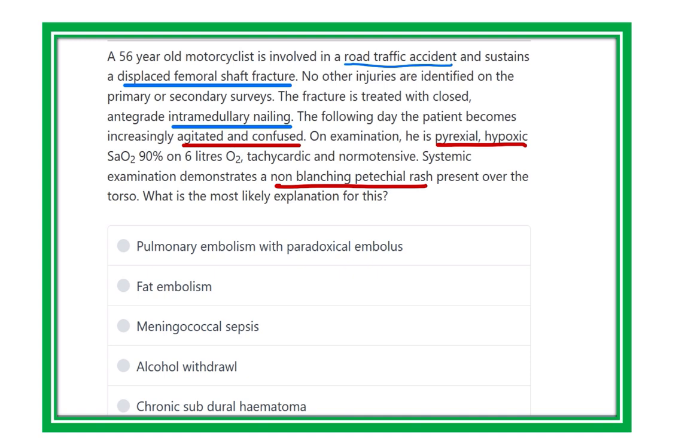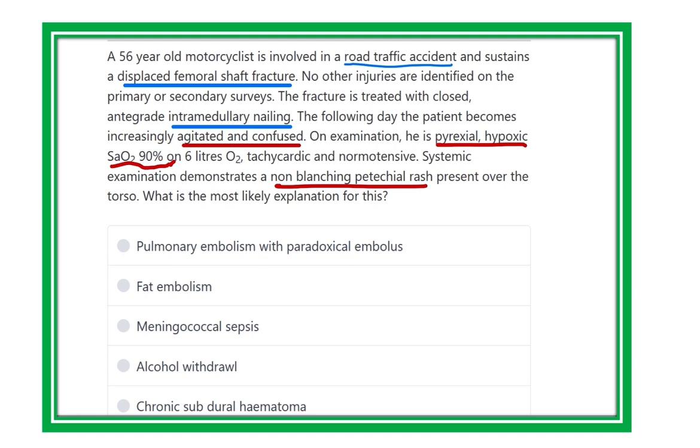First of all, here we can see agitated and confused, that means CNS involvement. The second one, the non-blanching petechial rash, means skin or hematological involvement. On the other hand, there is respiratory system involvement, as the saturation is 90%. So what may be the cause?